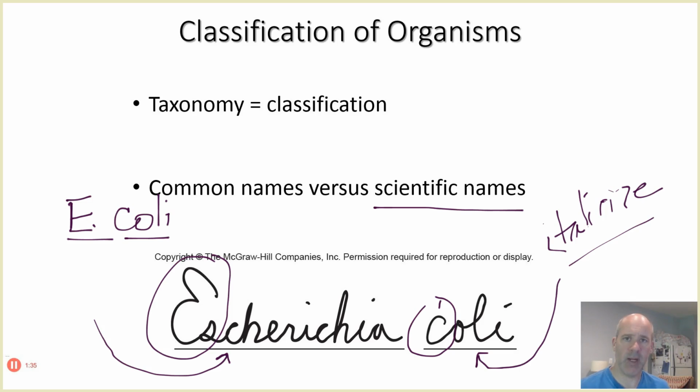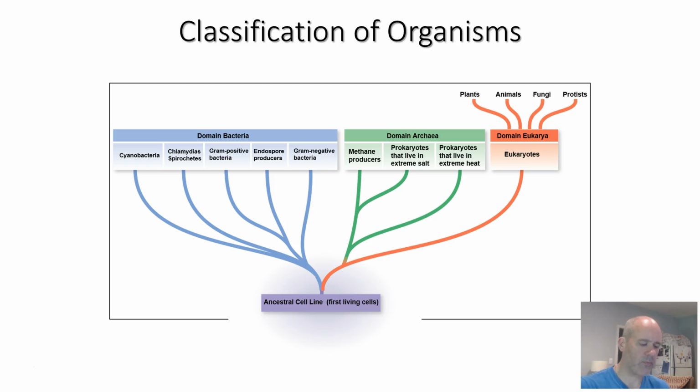And that's important because there are other living things out there that might have E. coli as an abbreviation. You may have another genus that starts with the letter E, so you want to be very, very clear about which organism you're talking about when you're writing about it or speaking about it. So be sure you know those rules about how you name organisms.